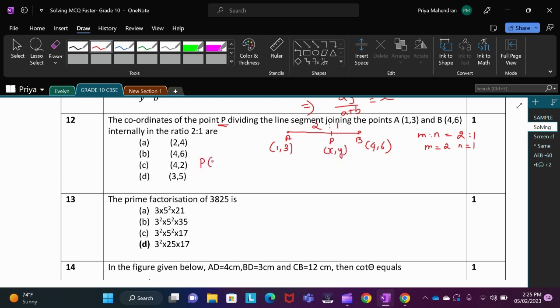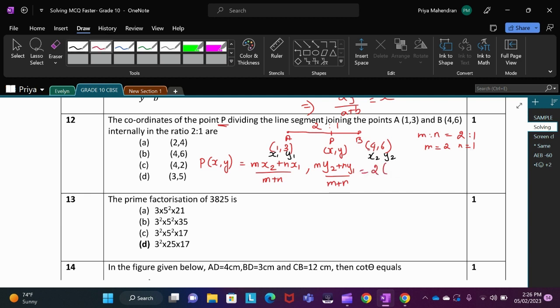I have the formula: if a point divides the line segment internally in the ratio, the formula is m into x2 plus n into x1 by m plus n, comma, for y coordinates m into y2 plus n into y1 by m plus n. To substitute the values here, x1 y1 is the coordinates of A and x2 y2 is the coordinates of B.